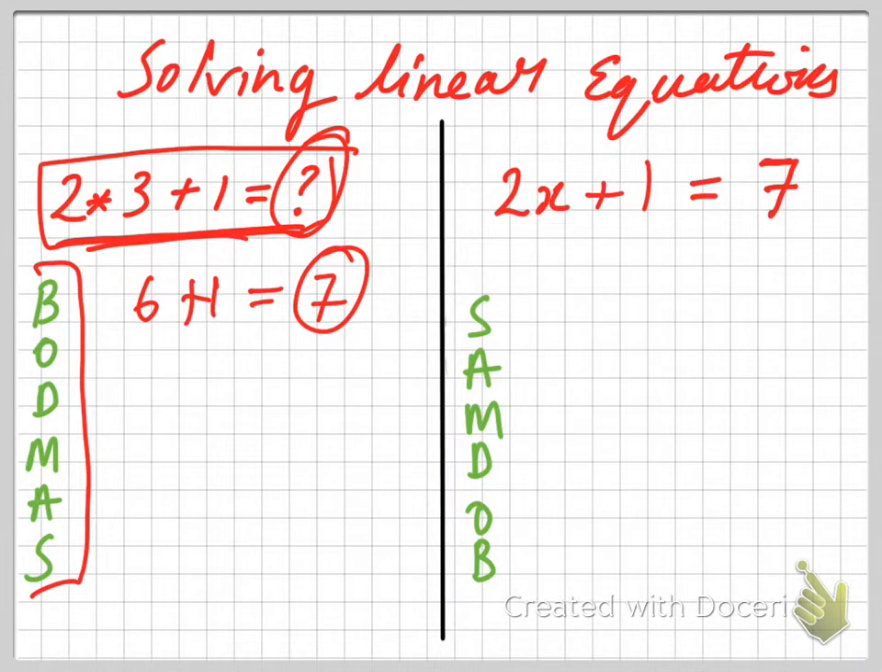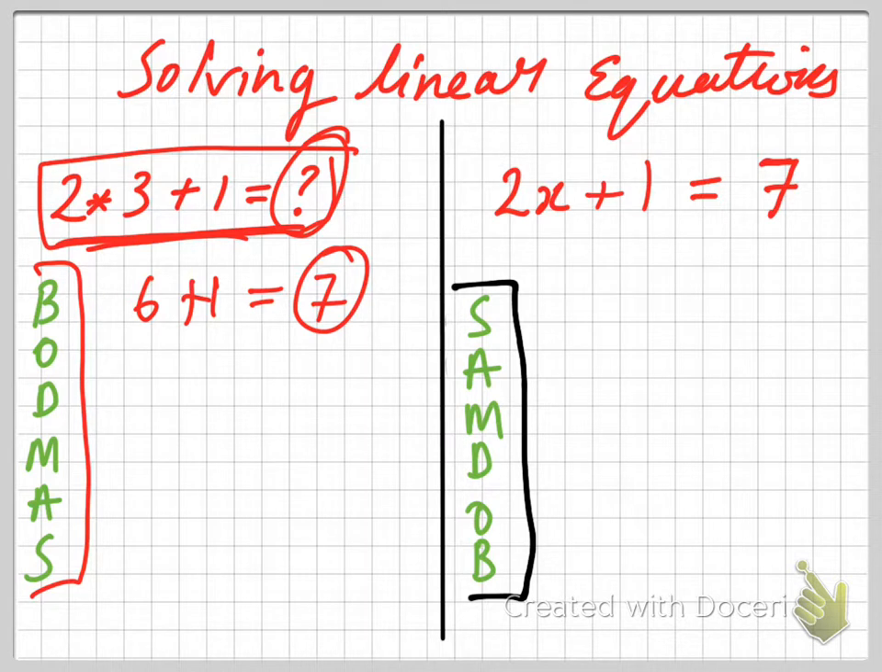Now, mathematically, what we are trying to do is find x. And to find what x is equal to, we can mathematically eliminate the 1 and the 2, and we'll have x by itself. And that's our aim. But which one do we take out, or which one do we eliminate first? SAMDOB hopefully will be able to help us out here.